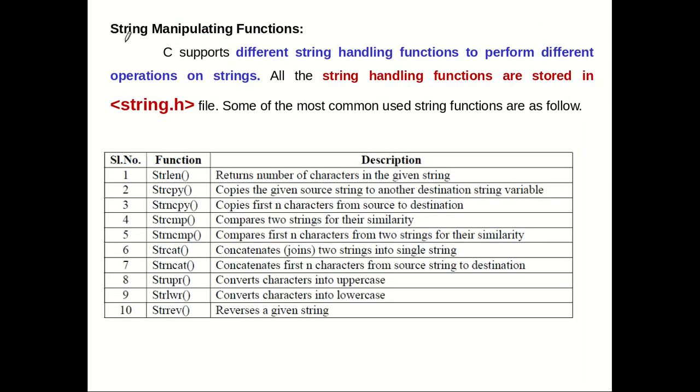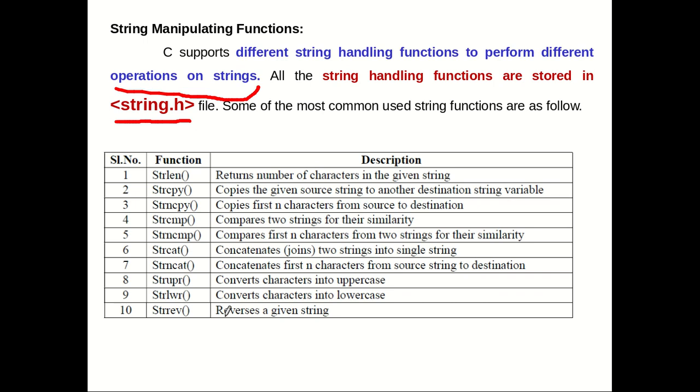So now let us see what the different string manipulation functions are. C supports different string handling functions to perform different operations on strings. Let us consider that I want to find the number of characters present in a string, the length of the string. You can directly calculate it by applying one of the string handling functions present in the string.h header file. Similarly, if I want to convert an uppercase letter into a lowercase letter, we have a function for it that we can use.